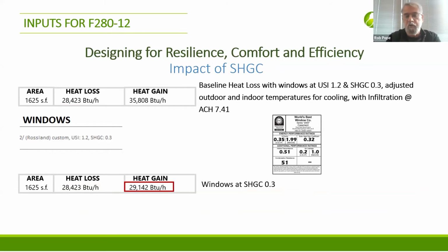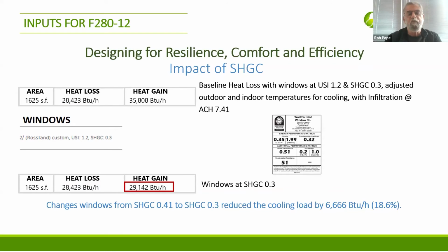Solar heat gain coefficient. That's a very important factor. That is the filtering of solar gain coming in through the glass, right? We went from a solar heat gain of, what was it, 0.3, or sorry, 0.41 was our starting point, our baseline. We went down just to 0.3.